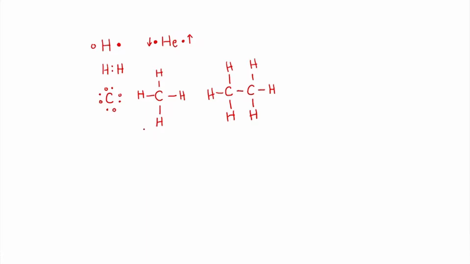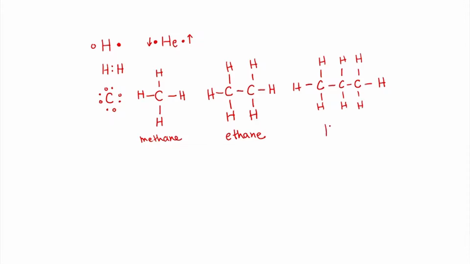Methane is a gas. Ethane is also a gas, but it's a heavier molecule, it's larger, and it has a lower boiling point. Let's go ahead and draw the next one with 3 carbon atoms. This one is called propane. And as the molecules get larger, they also get heavier. So eventually they're going to start becoming liquid at room temperature.